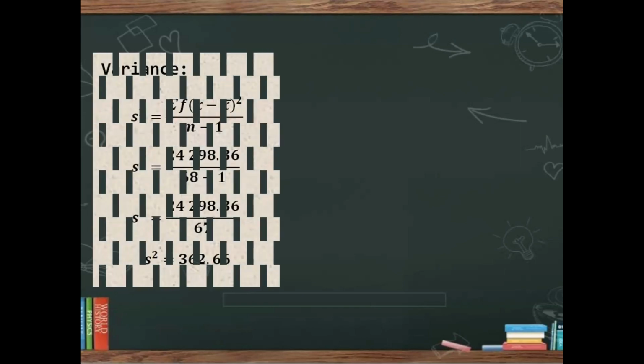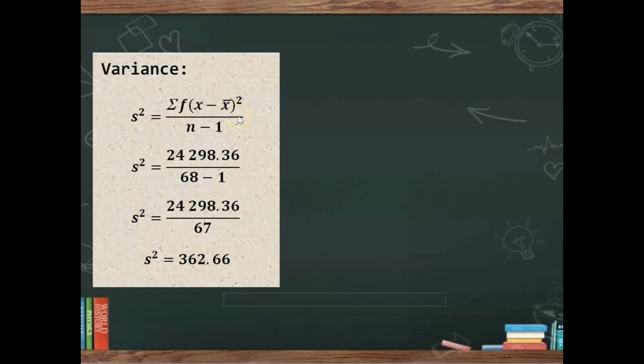How to compute the variance? So remember this formula: summation of f times (x minus mean) squared over n minus 1. Ang summation of f times (x minus mean) squared natin ay 24,298.36. Ang n naman natin is 68. So, 68 minus 1 is 67. 24,298.36 divided by 67 is equal to 362.66. So, ang variance natin ay 362.66.